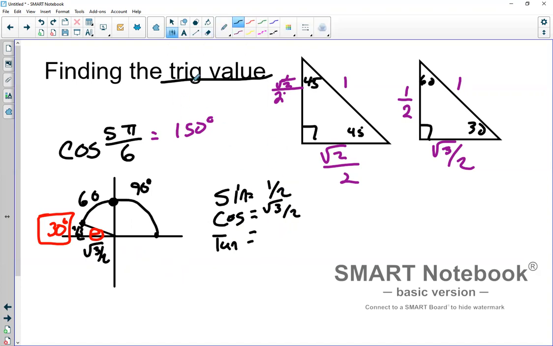Root 3 over 3. But that is y over x, or sine over cosine. That's sine, cosine, tangent. So we find those, and then we just use the reciprocal. So sine is 1/2, cosine is root 3 over 2, and tangent is root 3 over 3. Cosecant is 2. Secant is 2 root 3 over 3. And cotangent, if you reciprocate this, is just root 3.